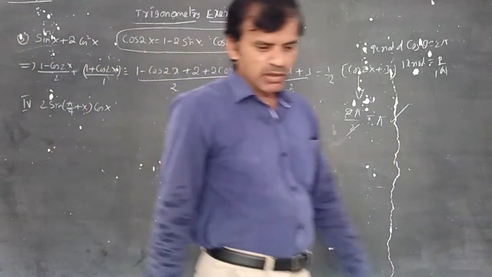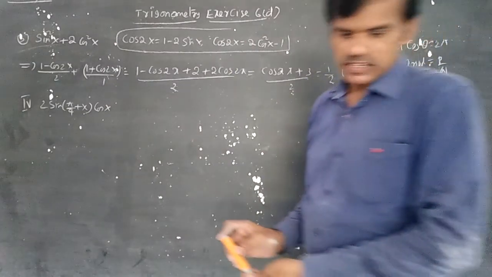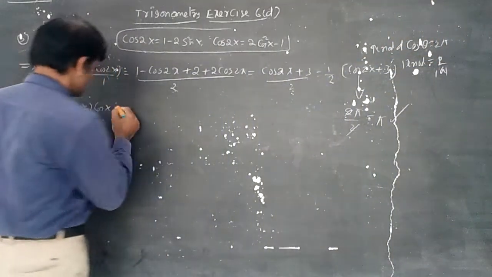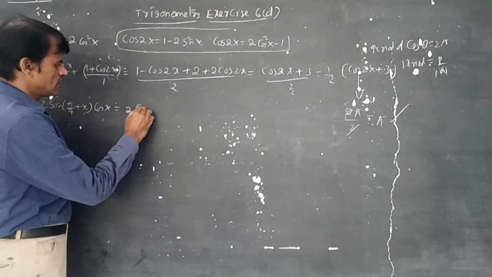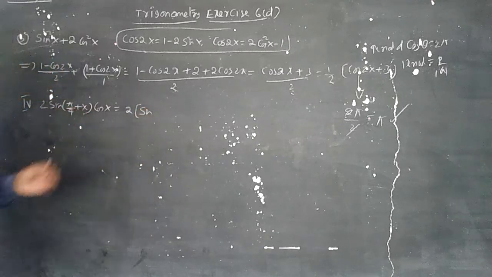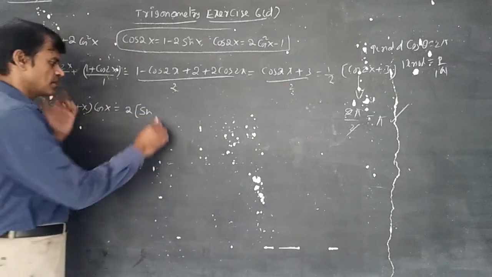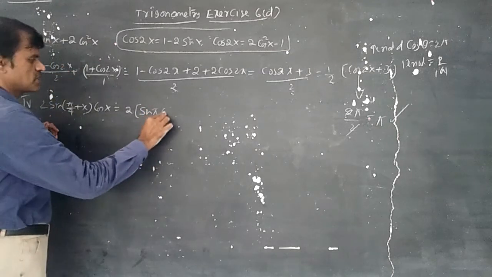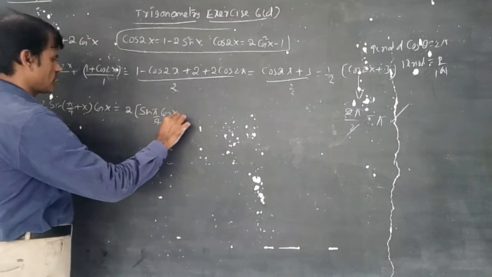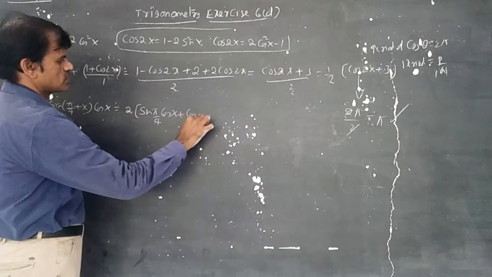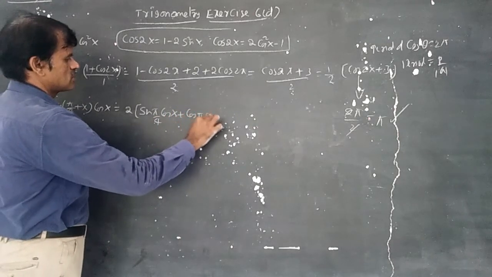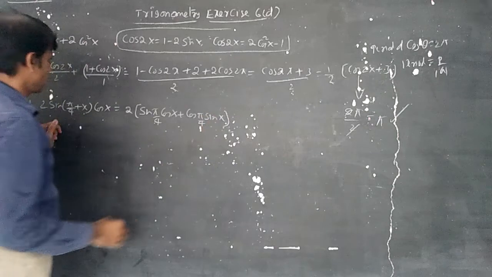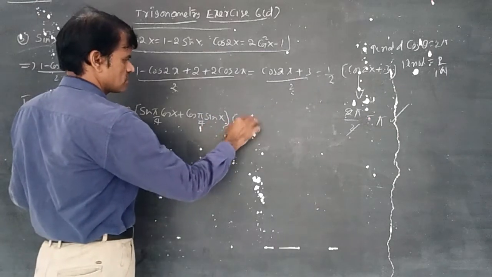2 sin of pi by 4 plus x into cos x. That is equal to 2 into, write the formula sin of pi by 4 plus x in the form of sin a plus b. Expand the sin a plus b formula as sin a cos b plus cos a sin b. So sin pi by 4 cos x plus cos pi by 4 sin x, into cos x.